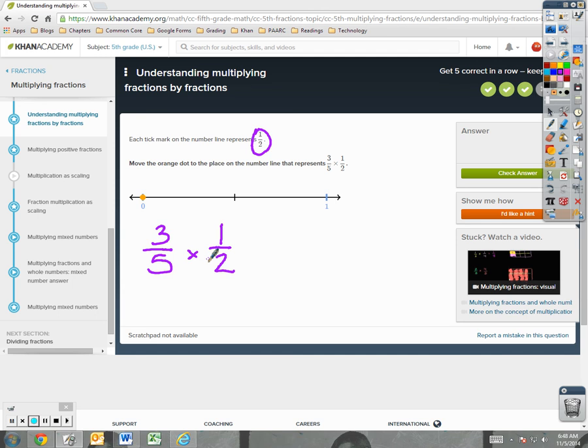3 and 2, they do not have a factor in common. 1 is not considered their common factor because 1 goes in everything. 1 and 5 do not have a factor in common. We don't have to worry about cross reduction. We now just simply multiply. And I will go 1 times 3 will give me 3. 5 times 2 will give me 10. That is 3/10.